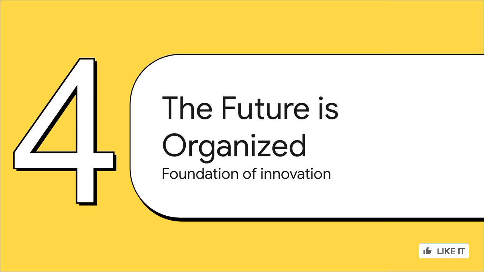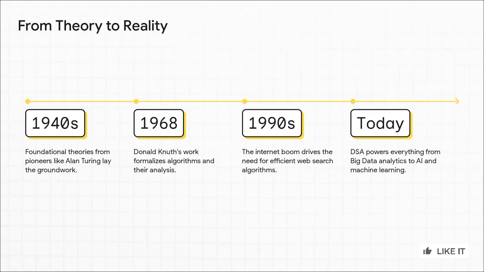Okay, so we've seen how this stuff works today. But what's really fascinating is that the history of data structures and algorithms is pretty much the history of computing itself. It's this continuous story of evolving to solve bigger and bigger problems. It started way back with the theoretical foundations from pioneers like Alan Turing in the 40s. Then you had legends like Donald Knuth, who literally wrote the book on it in the 60s, formalizing the whole field. But then, the internet happened, and everything exploded. The sheer scale of the web demanded totally new ways of thinking, which gave us things like Google's PageRank. And now, DSA is the absolute engine driving AI and big data.